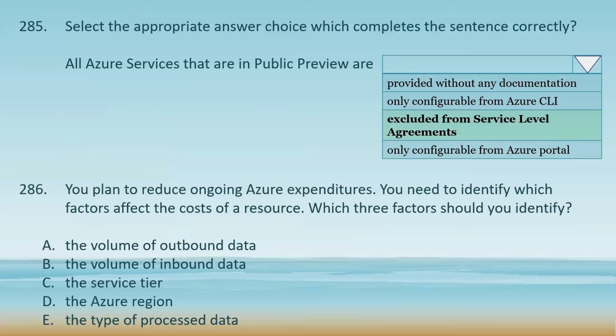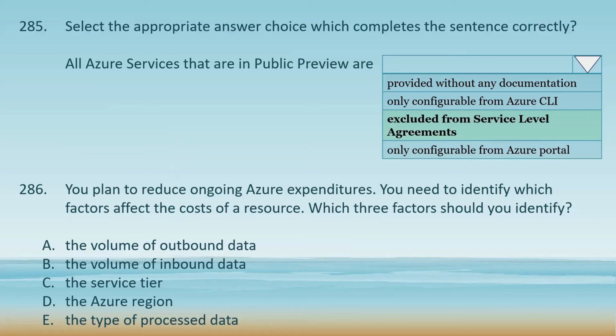Question number 286. You plan to reduce ongoing Azure expenditures. You need to identify which factors affect the cost of a resource. Which three factors should you identify? Your options are the volume of outbound data, the volume of inbound data, the service tier, the Azure region, the type of processed data.